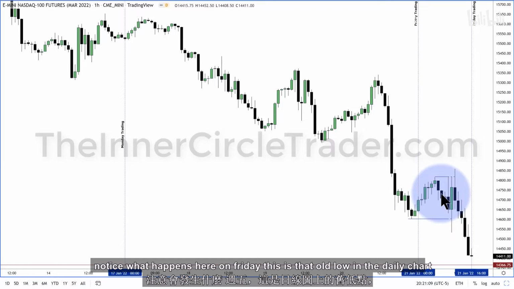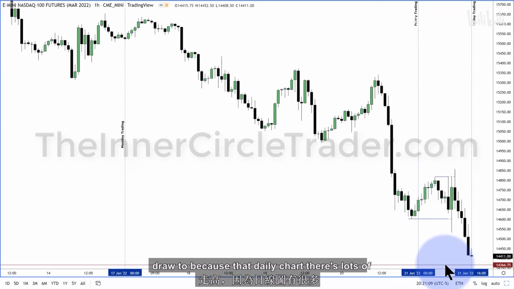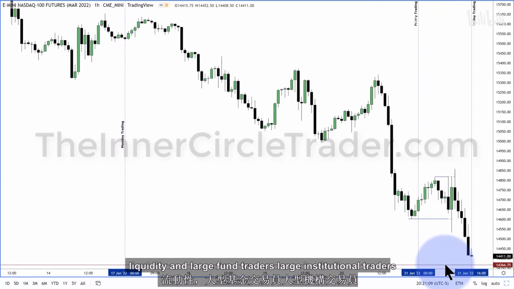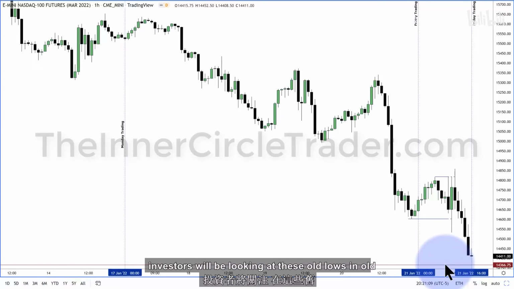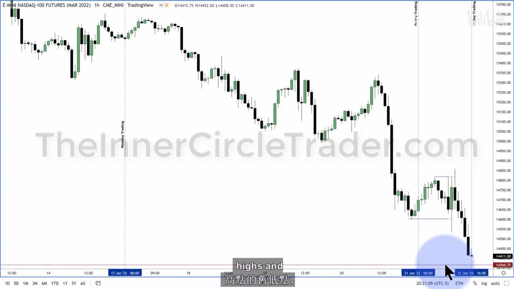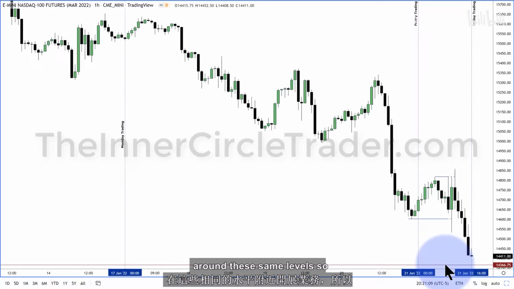Notice what happens here on Friday. This is that old low in the daily chart. That's what we're thinking or assuming that it's going to draw to, because on that daily chart, there's lots of liquidity. And large fund traders, large institutional traders, institutional mindset investors will be looking at these old lows and old highs. And liquidity providers will be looking to take business in around these same levels.